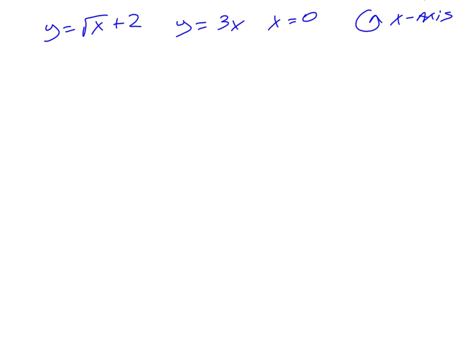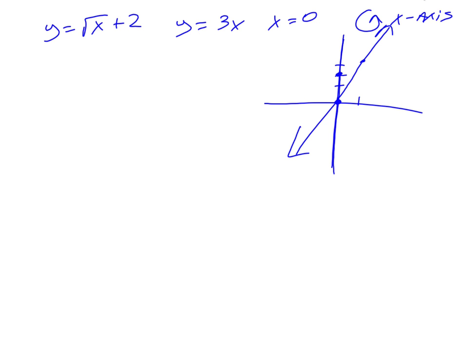Alright, so let's see what this thing looks like. I have x equals 0, which is going to be the y-axis. I have y equals 3x. What do you know about y equals 3x? Yeah, it's going to start at the origin. It's going to go up 3 and over 1. So we're looking like that. And what do you know about the square root of x plus 2? Half parabola. Up 2. Starting at positive 2.